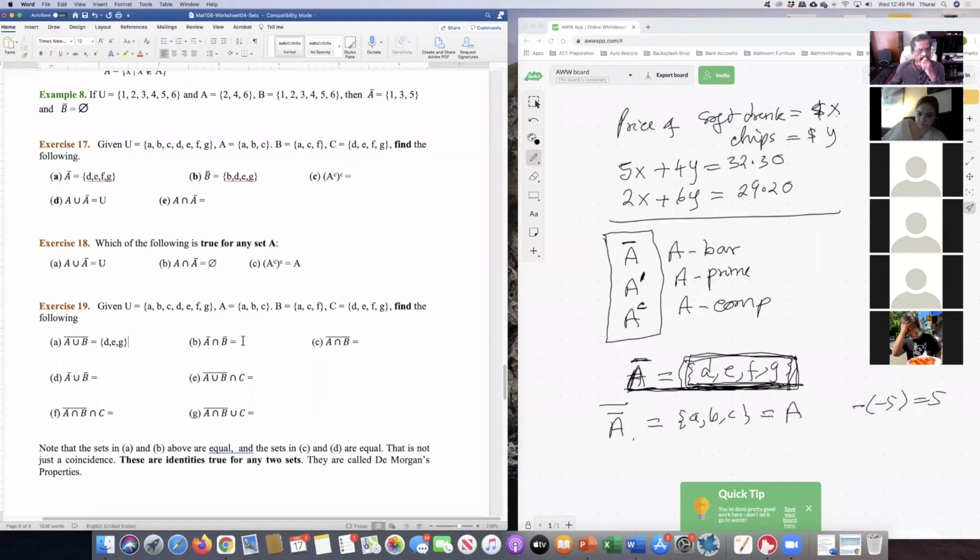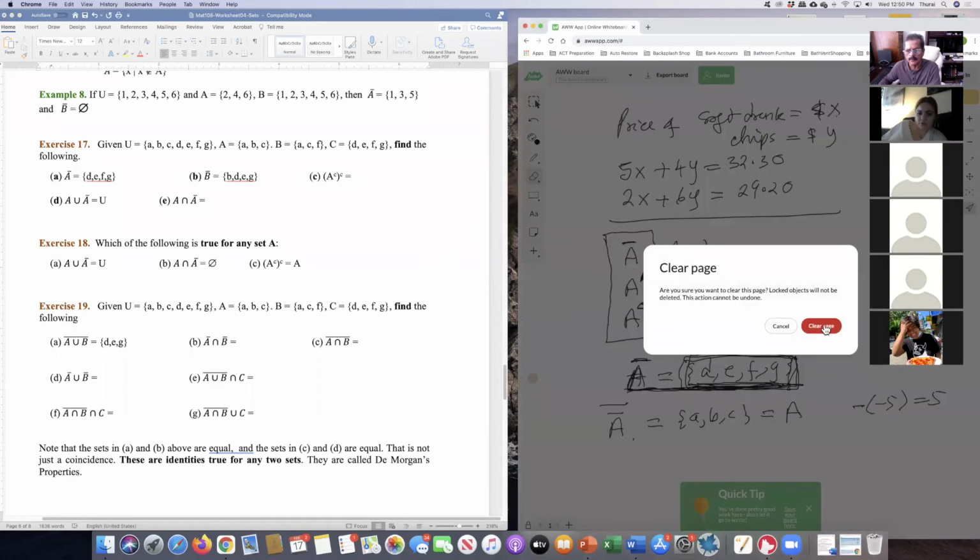A bar intersection B bar. To find that, you had to first find A bar, then find B bar, and then find what is common to them. So I want all of you to do that one now.